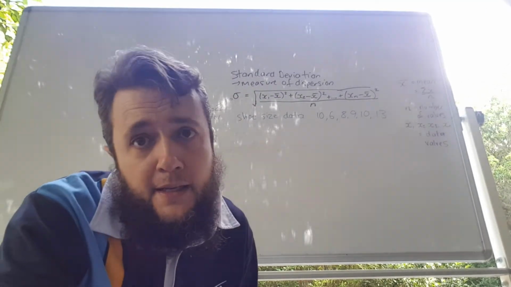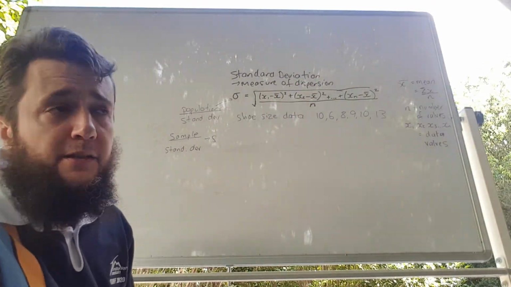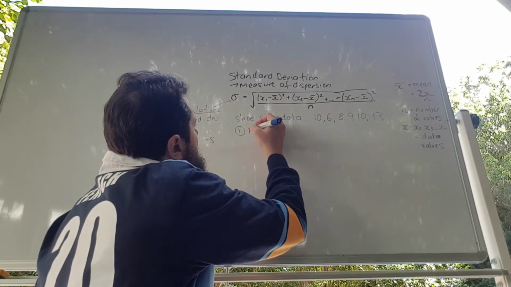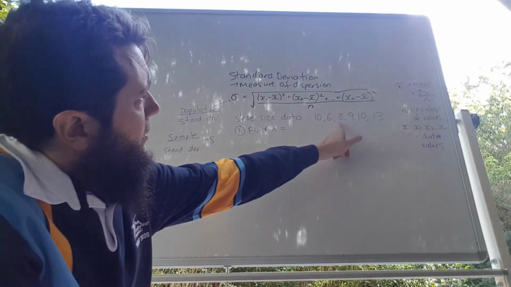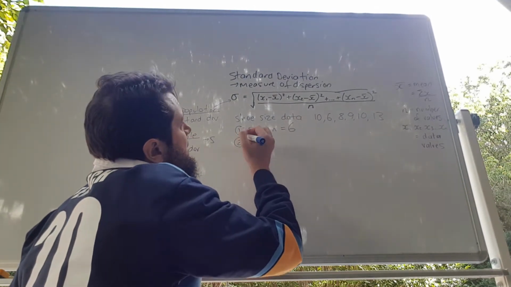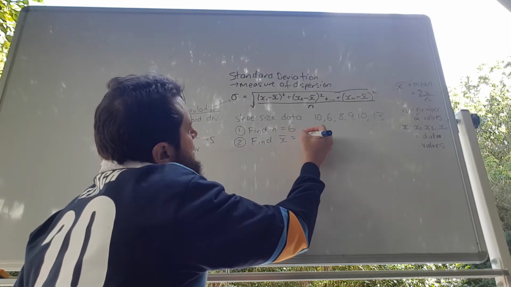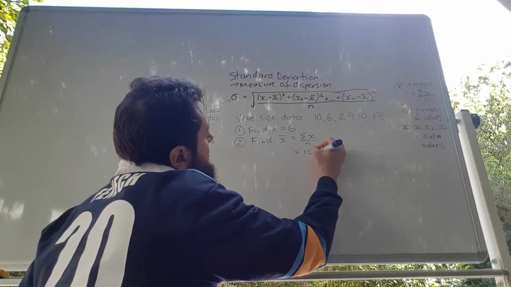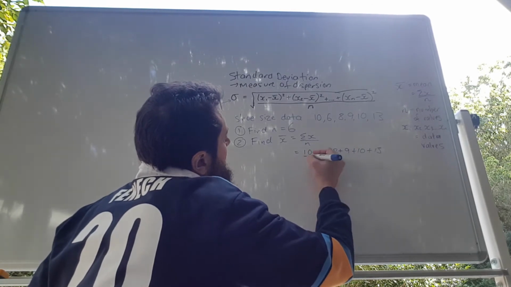There we go. So before I use this formula, I'm going to work out some of the values that I need to put in it. So firstly, n's pretty easy. How many values are there? 1, 2, 3, 4, 5, 6. Fantastic. Secondly, I need the mean. So I'm going to find the mean. Sum of the values divided by number of values, so it'll be 10 plus 6 plus 8 plus 9 plus 10 plus 13, all over 6.